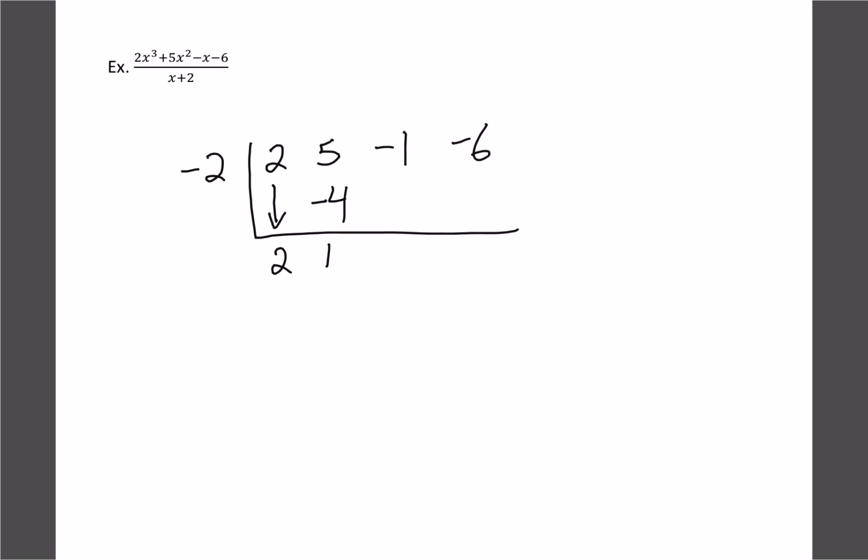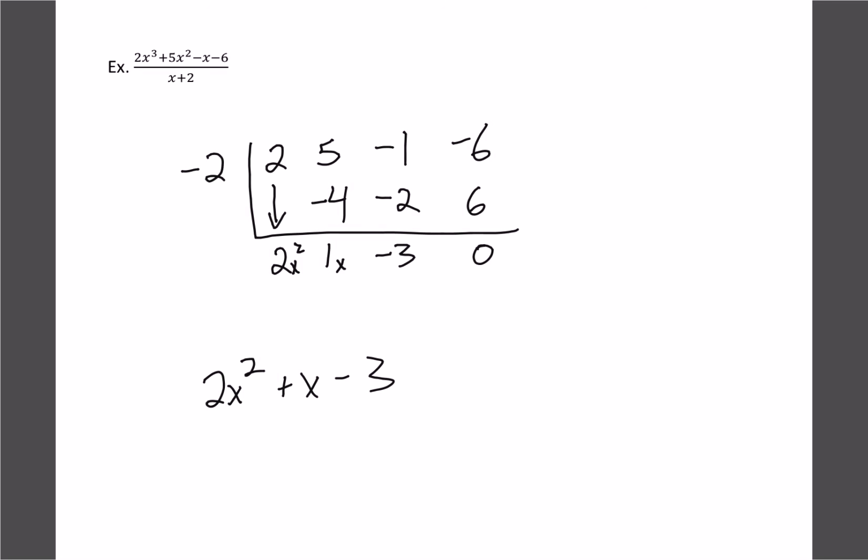Multiply again. Negative 2 times 1 would be negative 2. Add those, which gives us negative 3. Negative 2 times negative 3 is positive 6. Add those. We get 0. So we have a 0 remainder. Remember, this is our constant. This one would be our x. This one would be our x squared. So our final answer is 2x squared plus x minus 3.